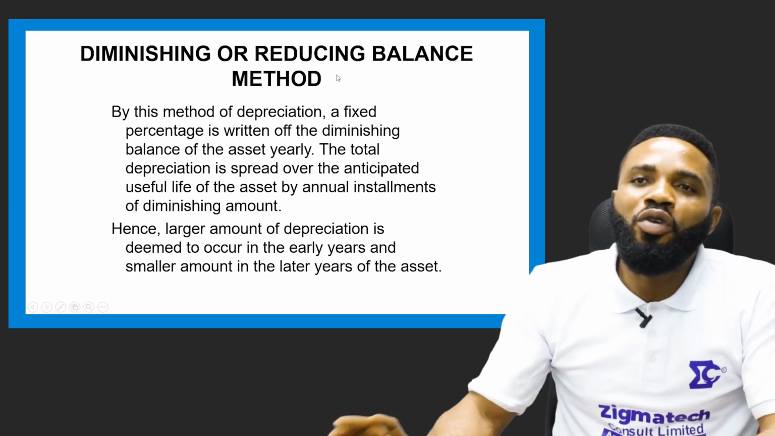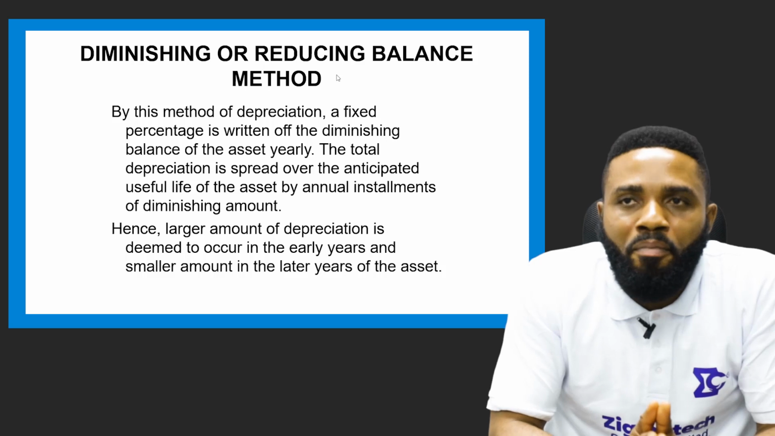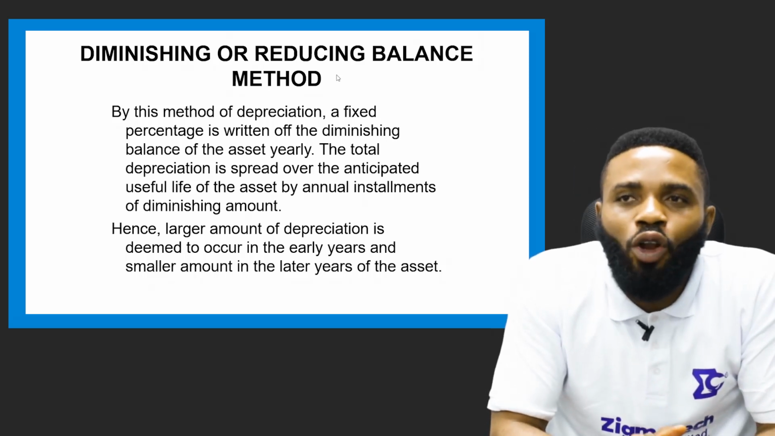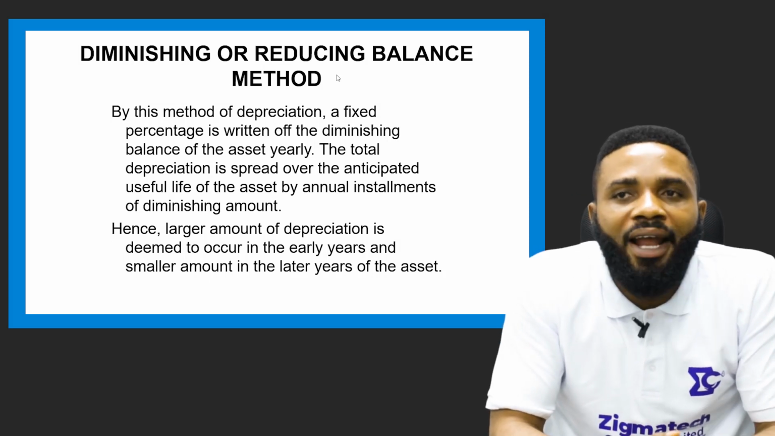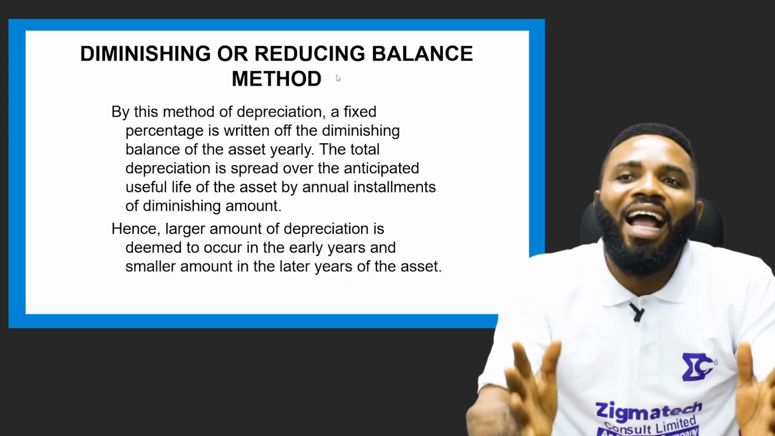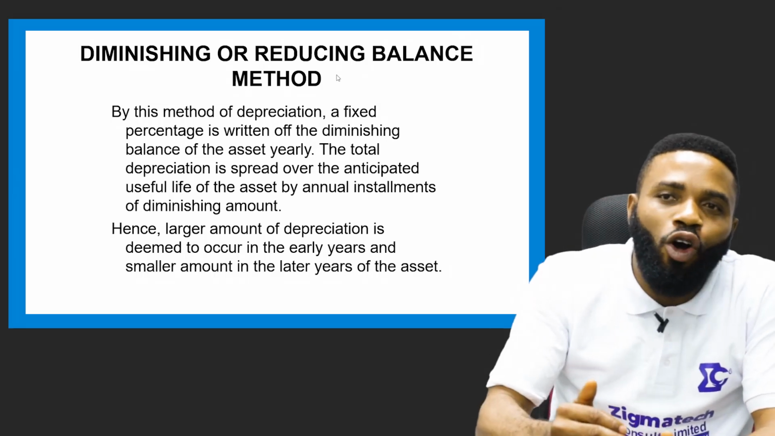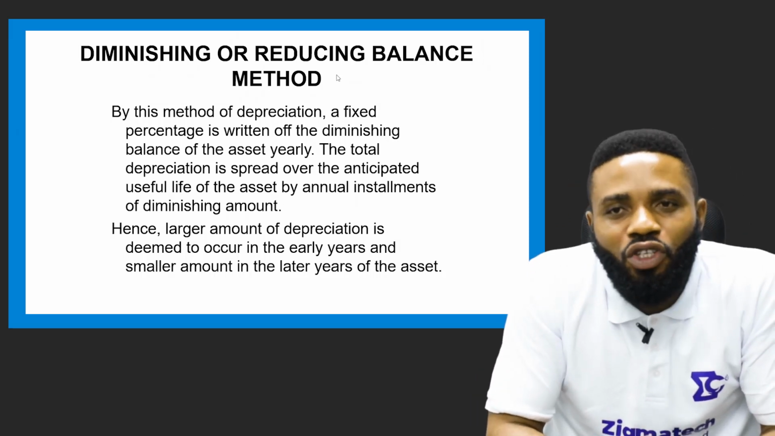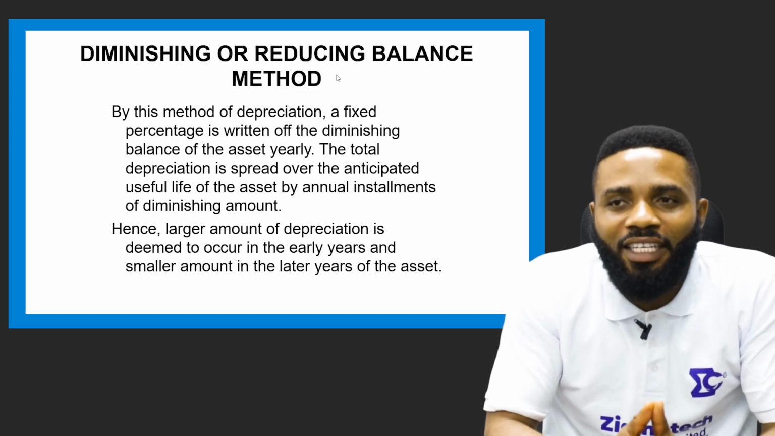The second method is what we call the diminishing or reducing balance method. By this method of depreciation, a fixed percentage is written off the diminishing balance of the asset yearly. The total depreciation is spread over the anticipated useful life of the asset by annual installments of diminishing amount. Hence, a larger amount of depreciation is deemed to occur in the early years and a smaller amount in the later years of the asset.